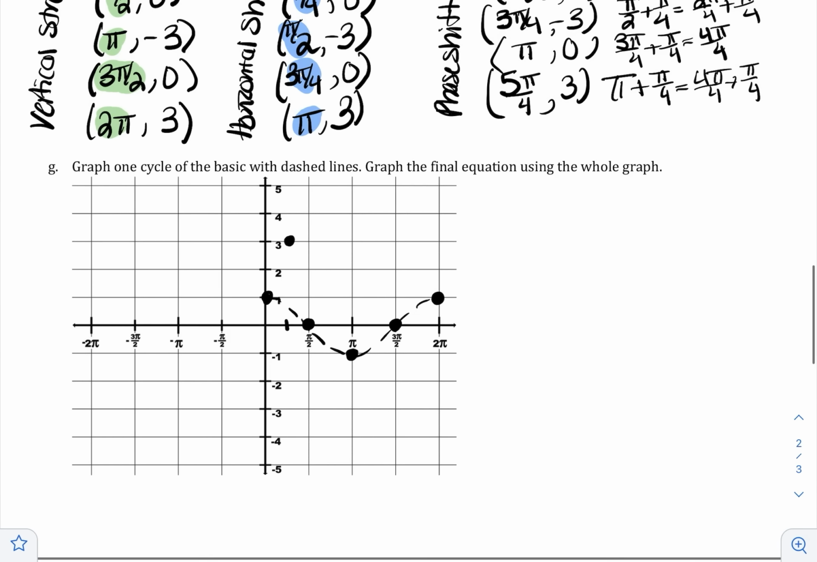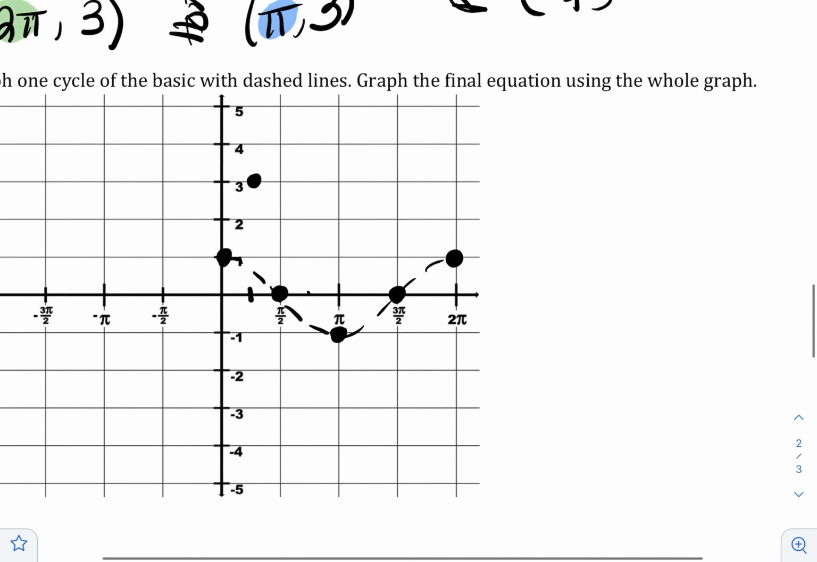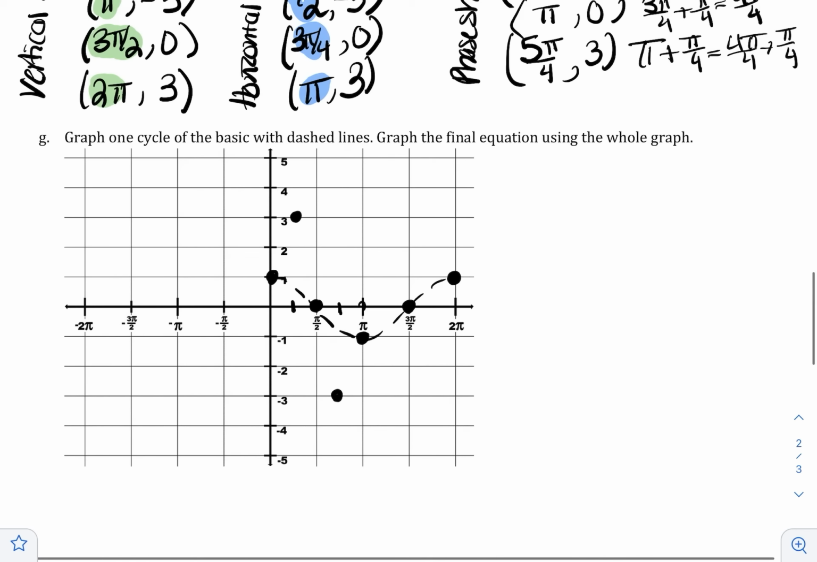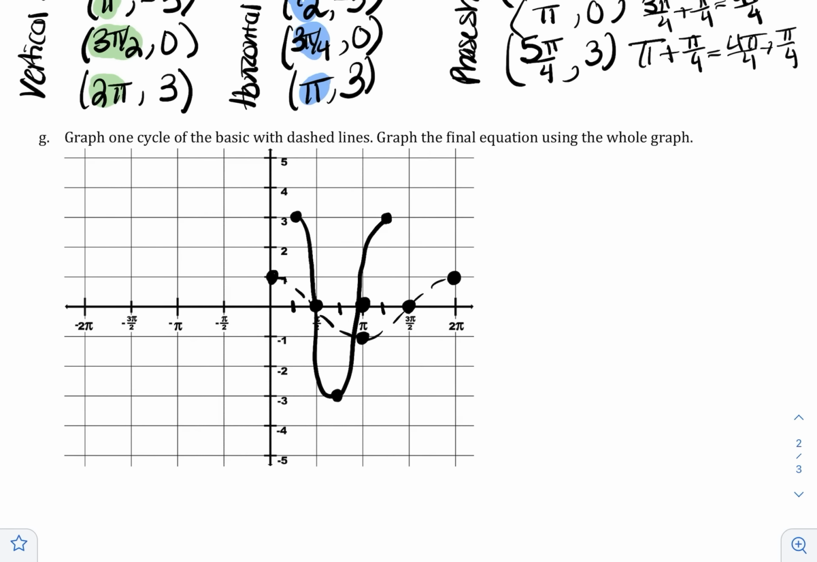I have 3 pi over 4. 3 pi over 4 is right in the middle of pi over 2 and pi, and that's -3. Then I have pi, 0, so here it is. And then I have 5 pi over 4, 3. And 5 pi over 4 is right in the middle of pi and 3 pi over 2. So when I connect my points, here is my one cycle.